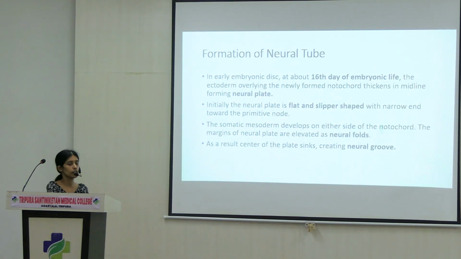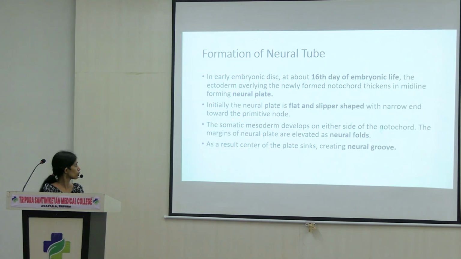Formation of neural tube. In the early embryonic disc at about the 16th day of embryonic life, the ectoderm overlying the newly formed notochord thickens in the midline, forming the neural plate. Initially, the neural plate is flat and slipper shaped with the narrow end toward the primitive node. Between the primitive node, we have which node?